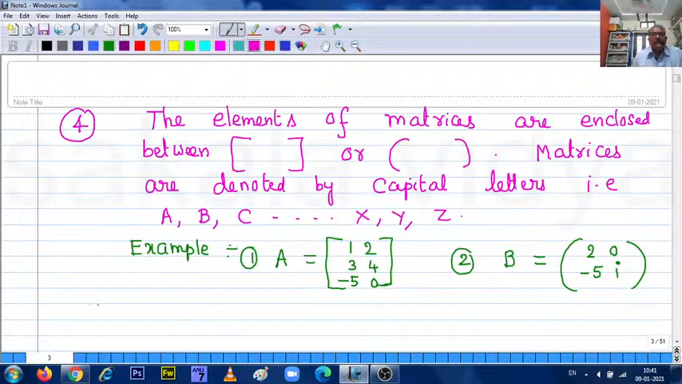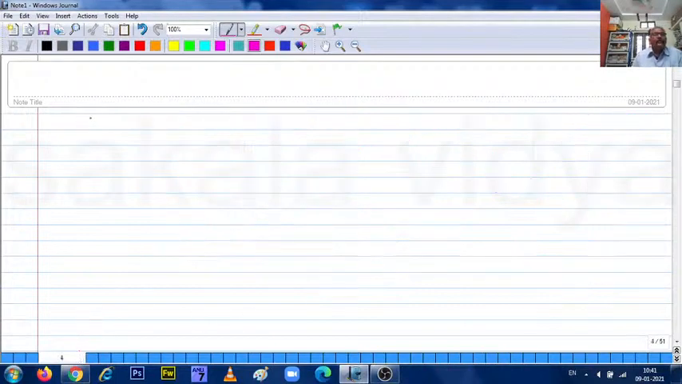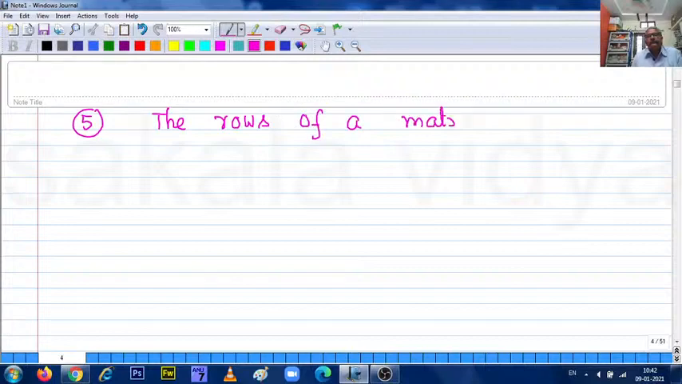And one more observation: the rows of a matrix are counted from left to right.